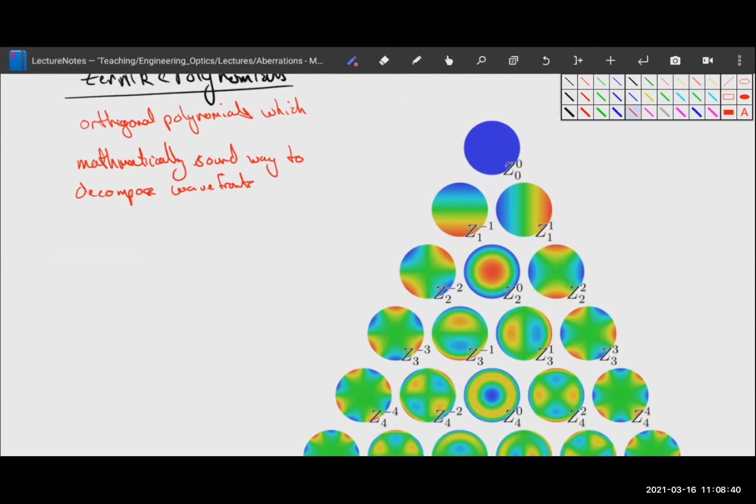And they're fast as well, which is why you can have real-time adjustments to your optical system if you put in adaptive optics. What they do is they take a known wavefront, decompose it into the aberrations like this, and then apply real-time changes to a deformable mirror to correct for those aberrations. So anyway, these are quite useful for that reason.